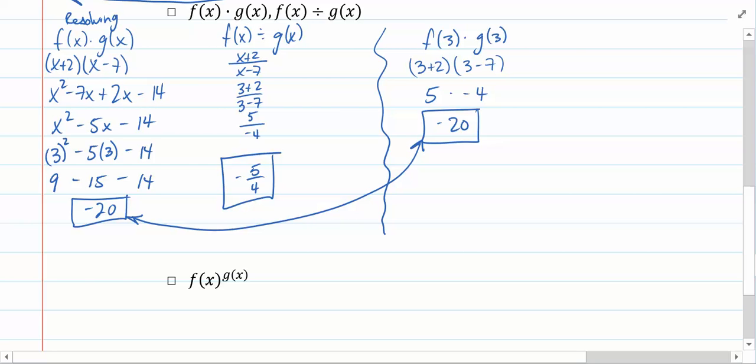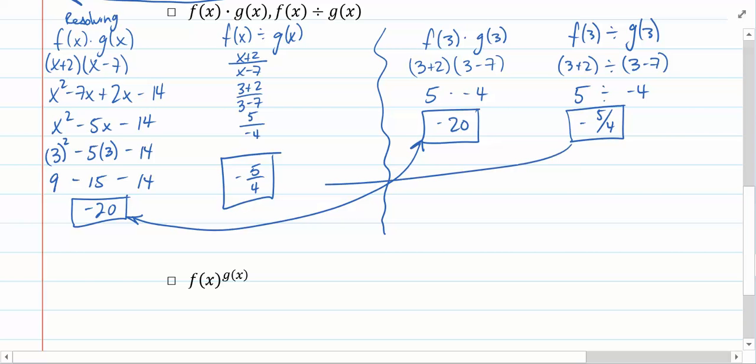If I were to resolve the function in division, we'll see that our process is very similar to the method that I've already shown here. F of 3 divided by g of 3. Well, f of 3 we said was 3 plus 2 divided by 3 minus 7. 5 divided by negative 4 is simply negative 5/4. The same result that we got by resolving the fraction first.